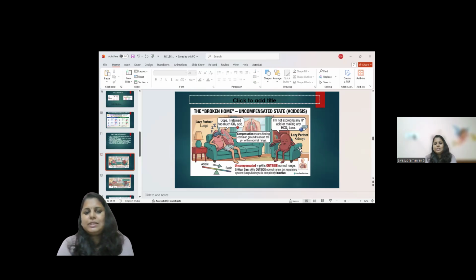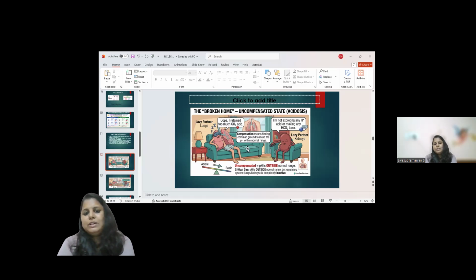For example, you can see here the lazy partners, the lungs and the kidneys. The lazy partner, the lungs, says, oops, I retained too much CO2 acid. The lazy partner, the kidney, also says, I am not excreting any acid or making any bicarbonate base. So both are tired, and they are not ready to compensate.